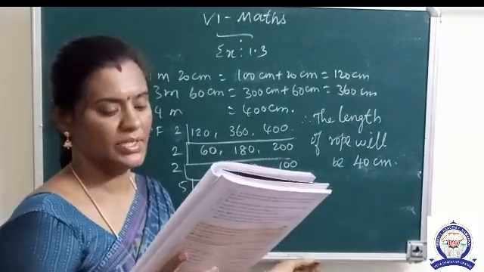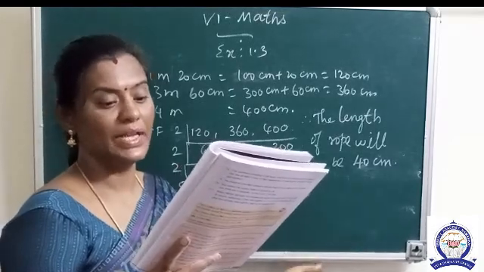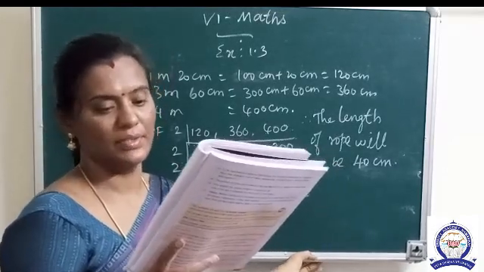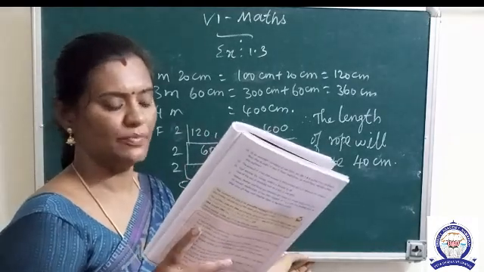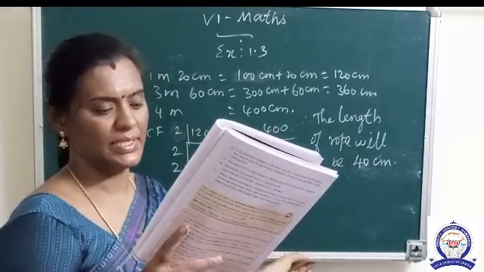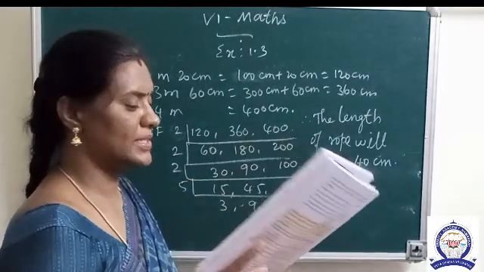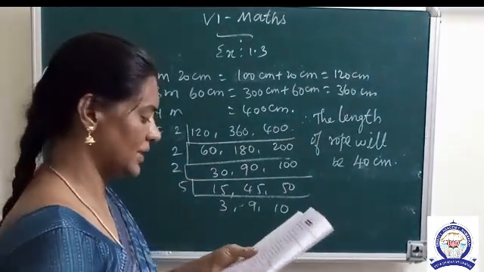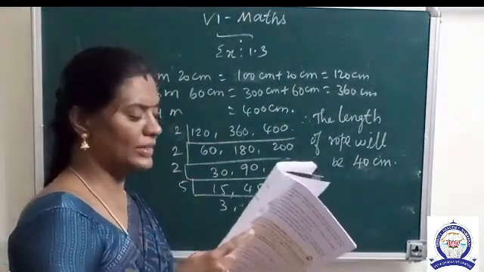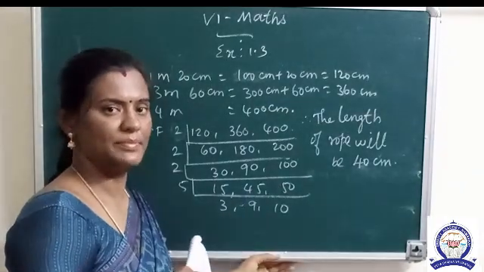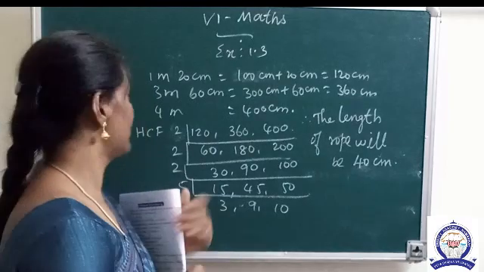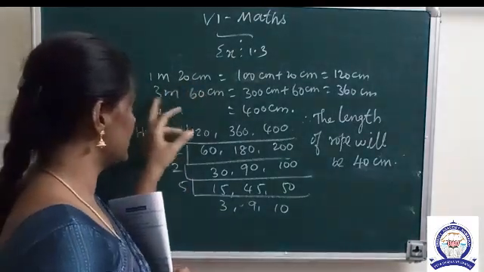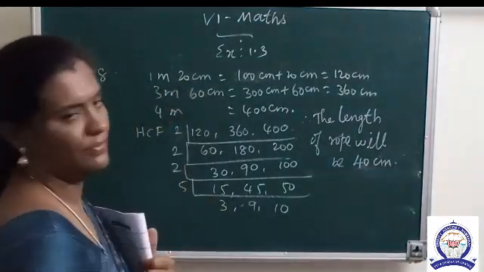See the eighth question. Find the length of the longest rope that can be used to measure exactly the ropes of length 1 meter 20 centimeter, 3 meter 60 centimeter and 4 meter. Here we find the length of the longest rope. Longest means here we have to find HCF. HCF of 1 meter 20 centimeter, 3 meter 60 centimeter and 4 meter.